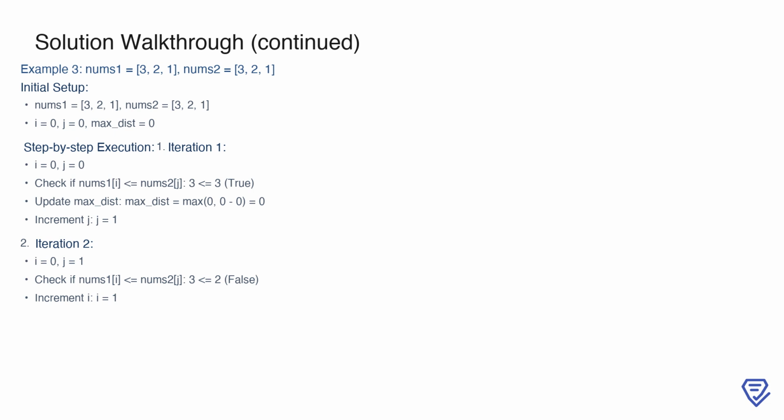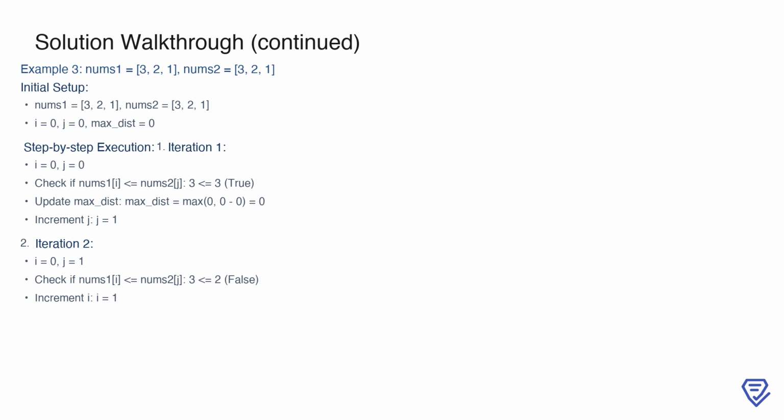In the third iteration, i is now 1 and j is still 1. We compare nums1[1] and nums2[1], which are both 2. The condition is true because 2 is equal to 2. We calculate max_dist as the maximum of the current max_dist 0 and j-i, which is 0.